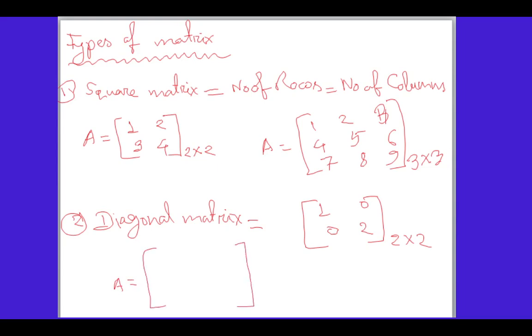suppose this is a 3 by 3 matrix, 1, 2, 3, 0, 0, 0, 0, 0. Okay, this is a 3 by 3 matrix. This is a diagonal matrix. The second type of matrix is diagonal matrix. Okay. Next come to the third type.